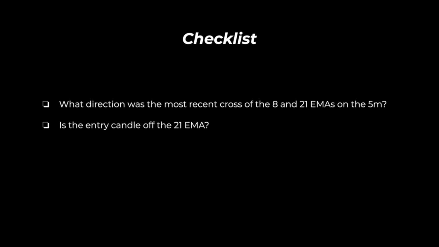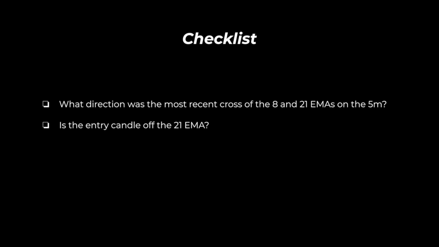But if the daily, 4 hour, and 1 hour are all telling you short, entering on the 5-minute short is the right move. Now, you want to also ask yourself, what direction was the most recent cross of the 8 and 21 EMAs? Are you in an upshift, in an uptrend on the higher time frames? Okay, good. Then we want to look to potentially find an entry going long here, right?